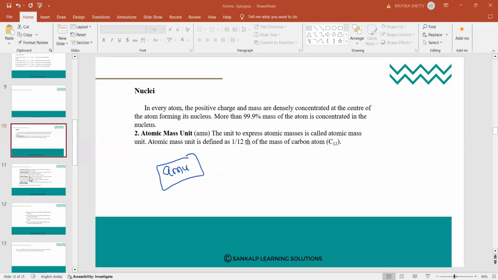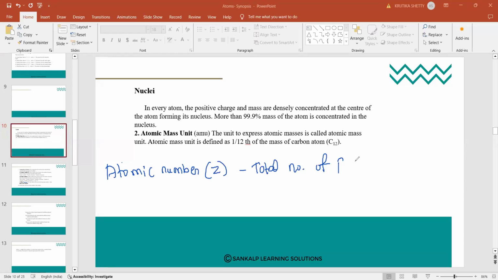The first one is the atomic number. It is denoted by Z. So what is atomic number here, students? Atomic number is the total number of protons in the nucleus. The total number of protons in the nucleus, or the total number of electrons, is called the atomic number, because the number of protons is equal to the number of electrons.